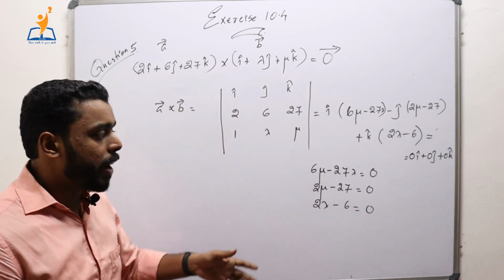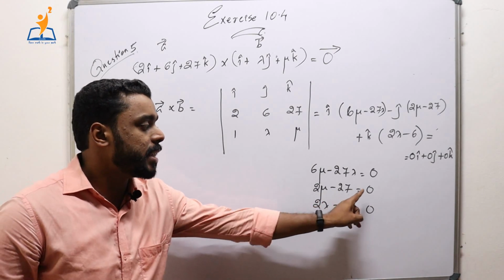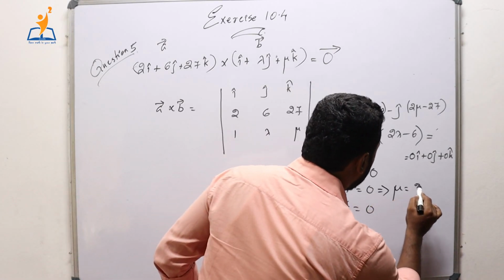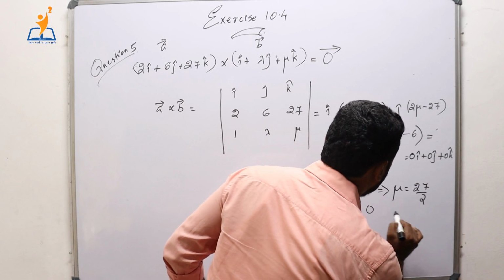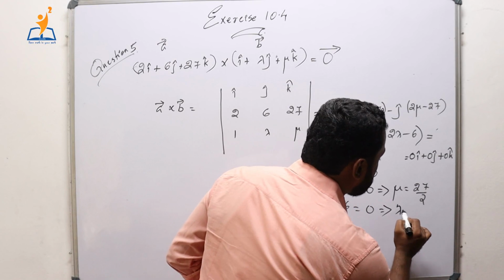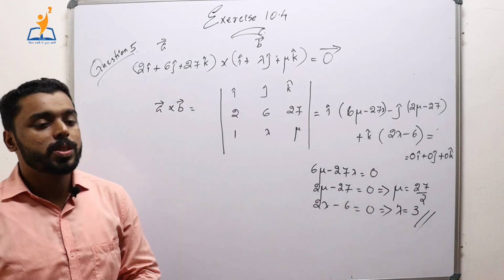We are asked to find mu and lambda only, right? So we can easily evaluate mu from here. From here, mu is equal to 27 by 2, and from here lambda is equal to 6 by 2, which is 3. Very simple. So I hope you understood this problem very well.